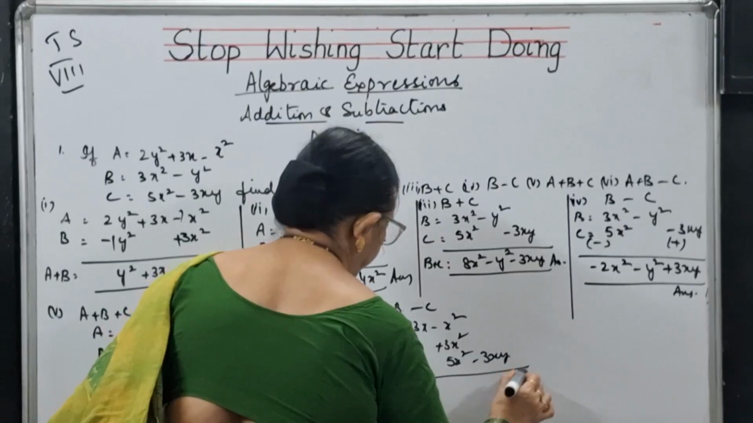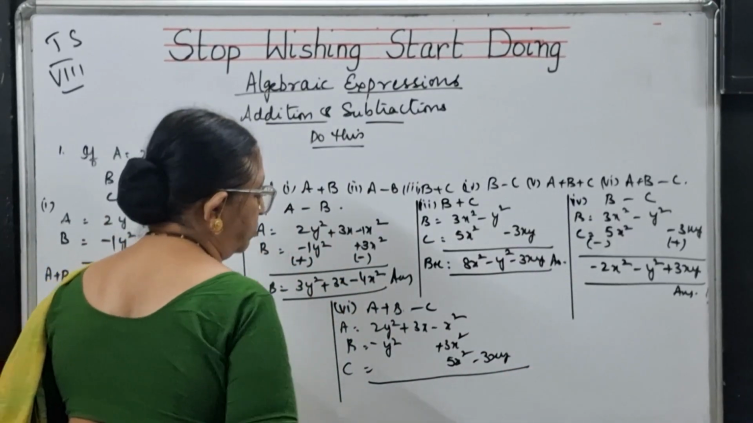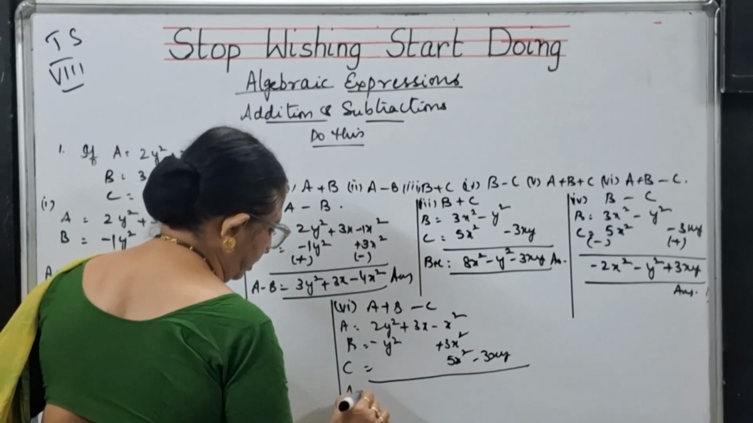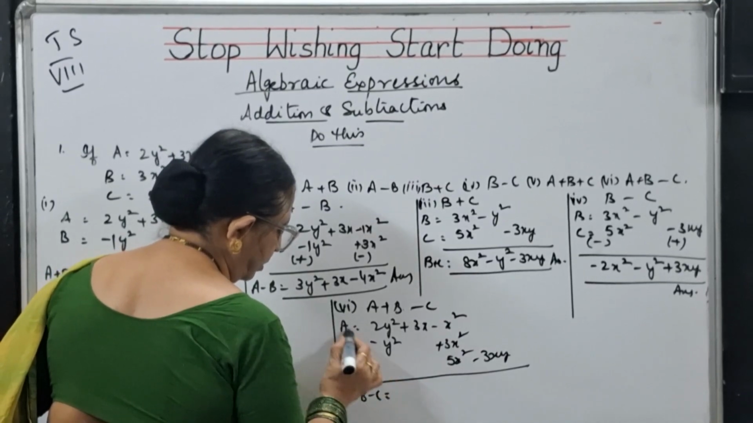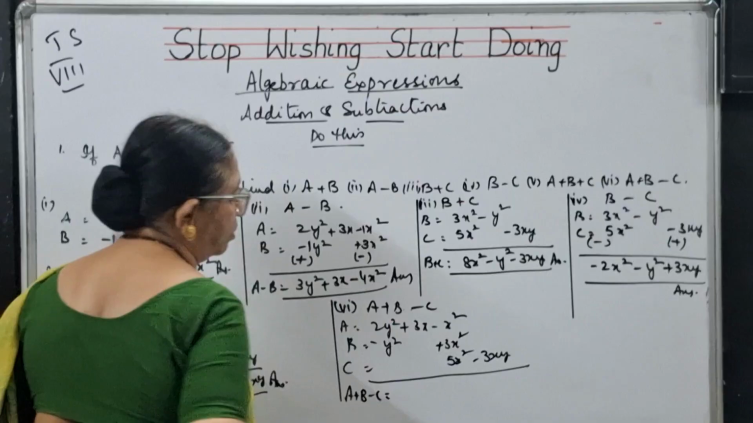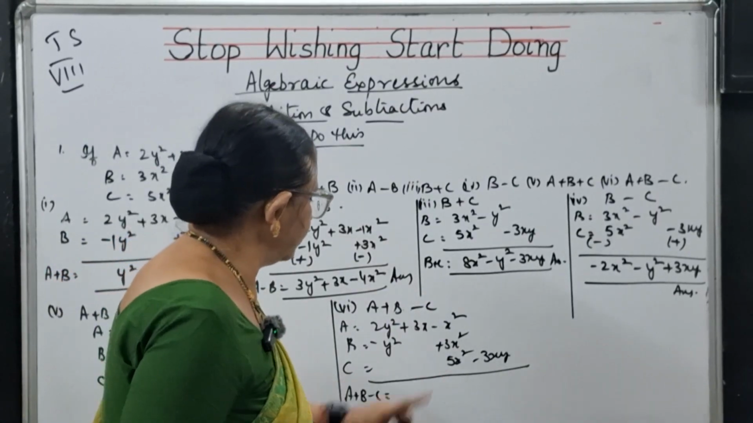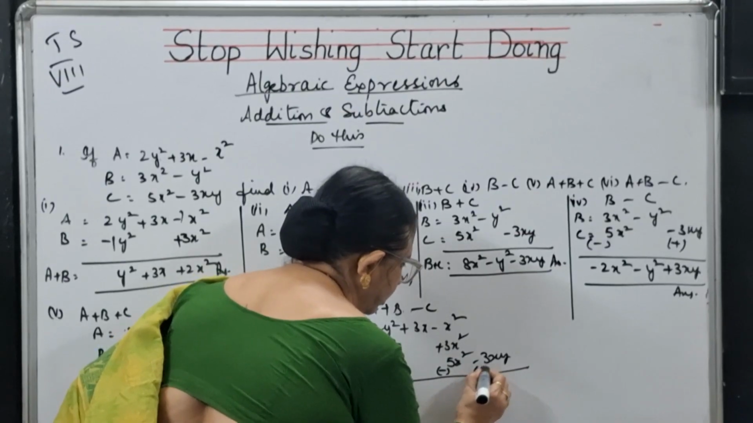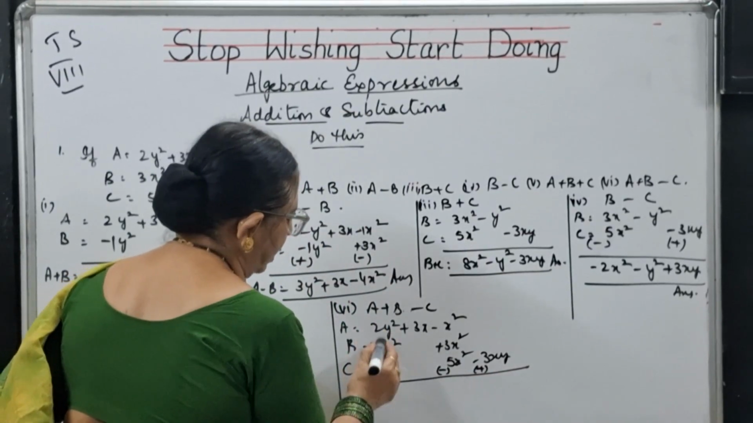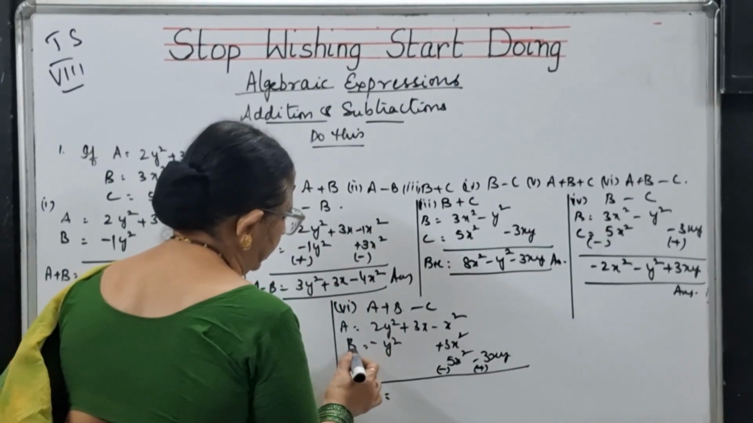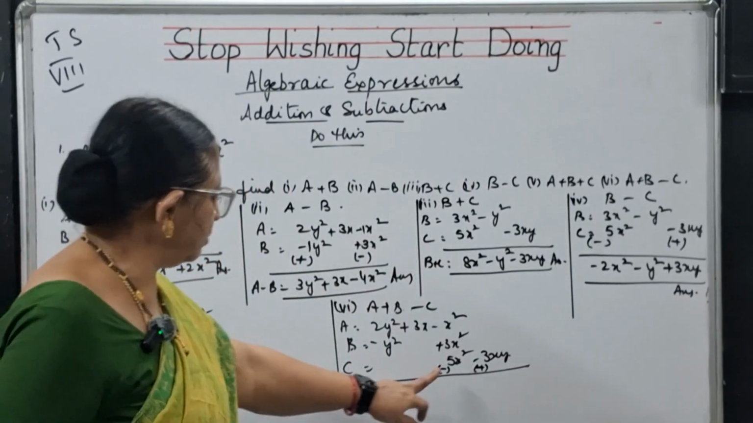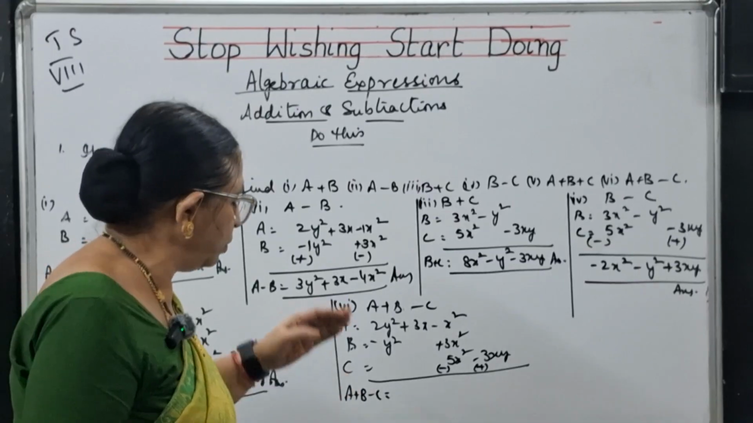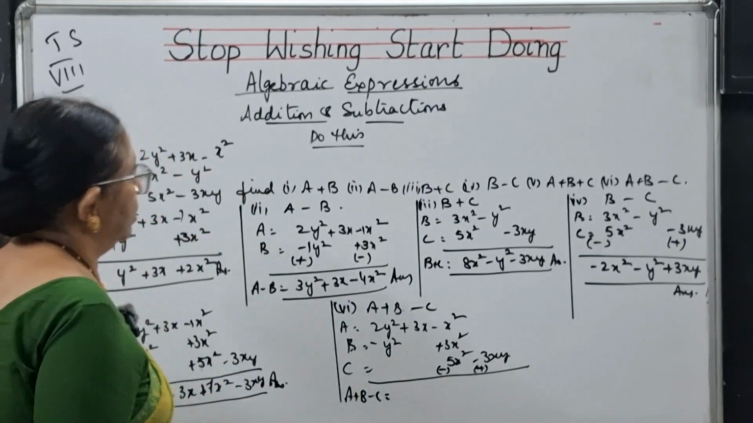Now I need to do subtraction. Subtraction means, as it is A plus B minus C, that means these two should be added and C should be subtracted. So only for C the signs will change. This plus 5 becomes minus 5. This becomes a plus. The remaining as it is we have to take because we are adding A and B. Only signs will change under subtraction. In addition, you don't need to do any change in the signs.